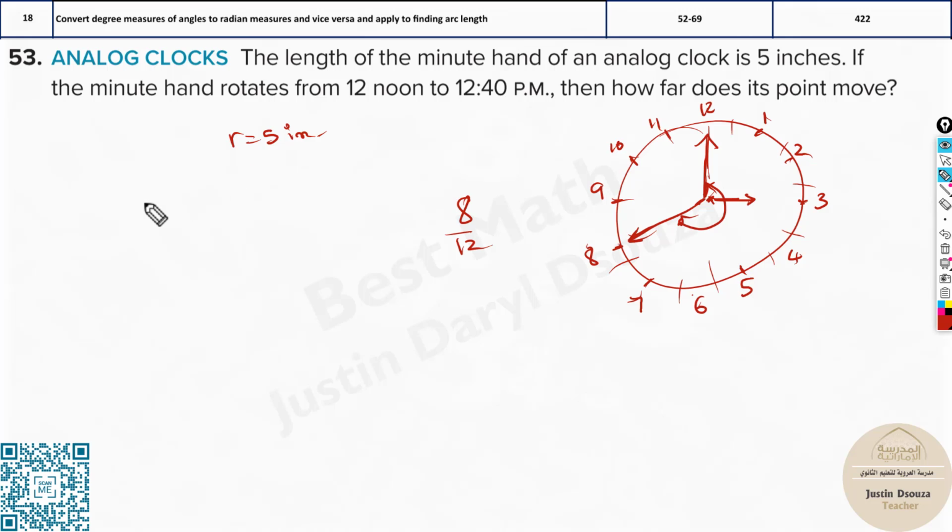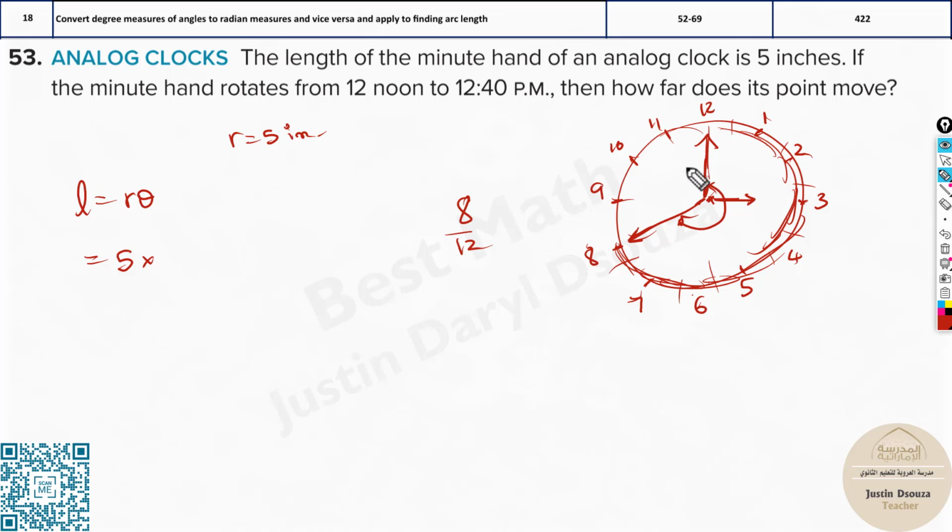Why? Because for arc length we need r theta. Theta must be in radians. We know r is 5, but the theta in degrees is what we need, so that is how we can find the length of the arc. This is the curved arc, right? The distance traveled, we can find that.